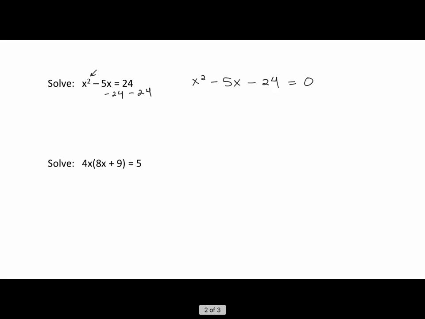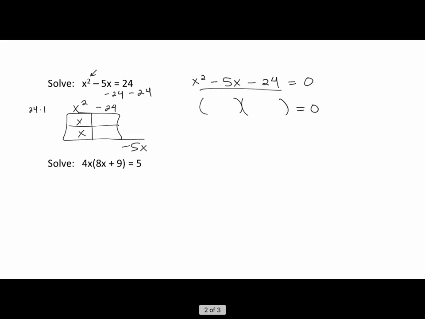Then we want to completely factor the other side. So let's see what we're working with. Is there a common factor for all of the terms? No. It's a trinomial, so we're looking for factors of the first term and the last term such that the sum is the middle term. So x squared can only have factors of x times x, but 24 could be 24 times 1, 6 times 4, 8 times 3, maybe 8 times 3.